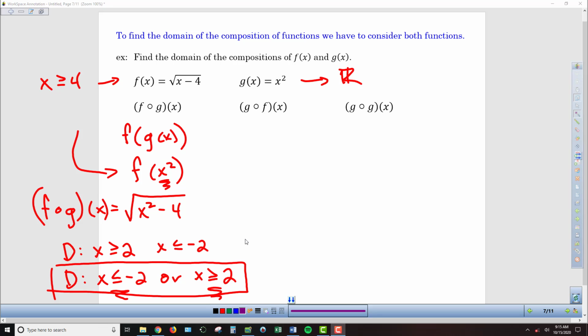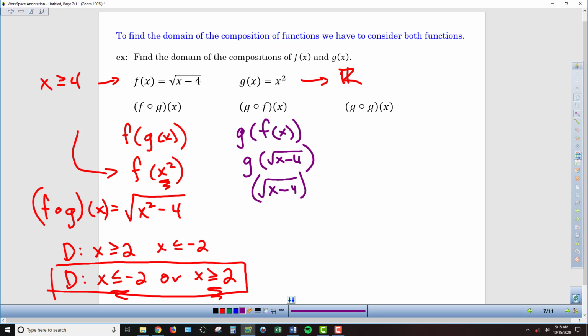In the second example, where the functions are reversed, so now we have g of f of x, so we're going to have g of the square root of x minus 4, and so that means we're going to take the square root of x minus 4 and plug that into our g function, so we're going to square that, so we end up with g of f of x equals, the square and the square root cancel each other out, so we get x minus 4.